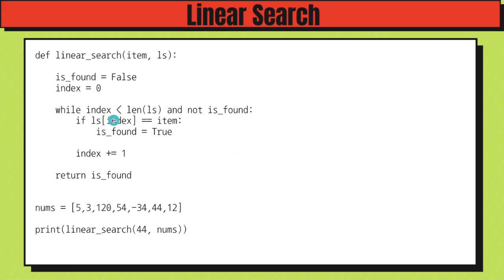Let's inspect the while loop. So the first time it goes round the loop, the index is 0, so ls[0] is the first item in the list. It checks to see if the first item in the list is the same as the item that we want to search for. And if it is, it will set this Boolean value to true. So it will go through each item within the list until isFound becomes true or the end of the list is reached. And if the end of the list is reached and the item is not found, then isFound is going to remain as false, and so it will return false.